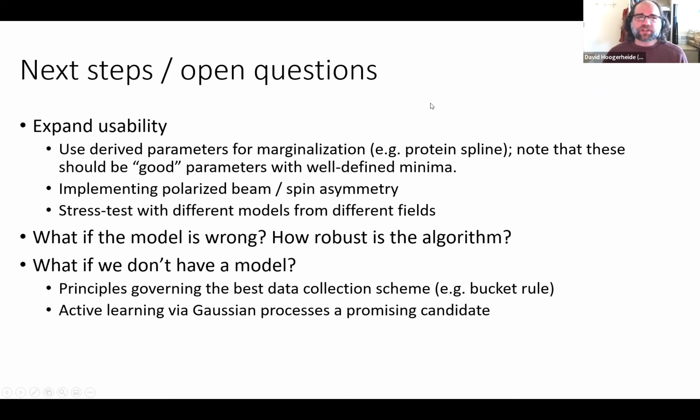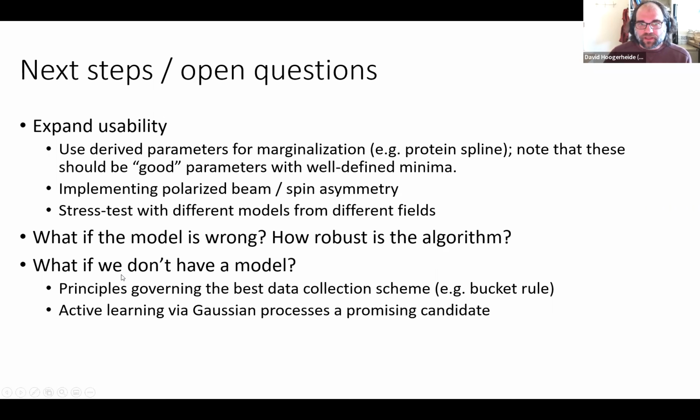The open questions about this that I'm interested in exploring going forward: there are a few next steps. For the neutrons, polarized beams are important. What happens if you have some derived parameters? All things that we can talk about, but I really want to focus on the second one. What if the model's wrong? Right, so what if you actually don't have a good model for your system? How robust is the algorithm? How wrong can it be? How bad can your systematic errors be before this starts to fail?